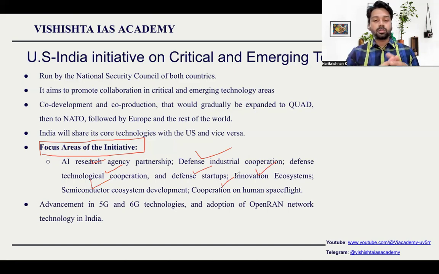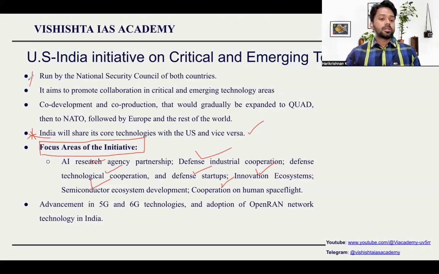Some important factors we need to know. The major cooperation areas: artificial intelligence, semiconductor, defense, and space. Four important categories: semiconductor, artificial intelligence, defense, and space. So both the countries will cooperate with each other. Here the most important point is this point. India will share its core technologies with the US, and the US will also share their core technology with India. So this is going to benefit India to a greater extent.